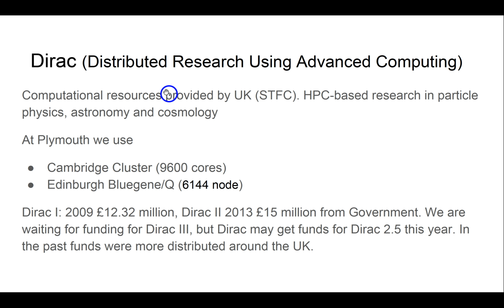As for the computers we use in the UK, we also have international resources as well. They come from DiRAC, Distributed Research using Advanced Computing, provided by STFC. Actually, the money comes from the government. That's for HPC-based research in particle physics, astronomy, and cosmology. The engineers have a separate machine up in Edinburgh. At Plymouth, we use the Cambridge cluster, which has 9,600 cores, and the Edinburgh Blue Gene/Q. This is an older machine now, getting close to final retirement, and it has around 6,000 nodes.